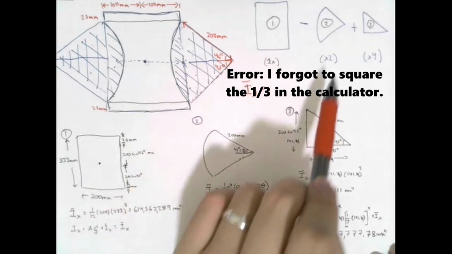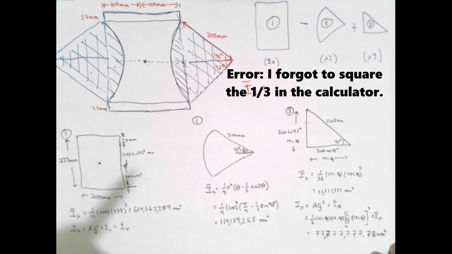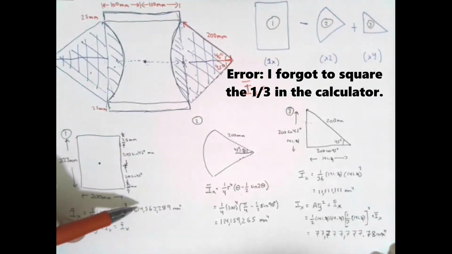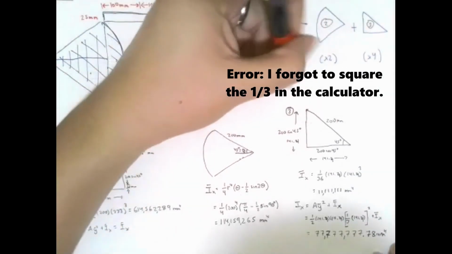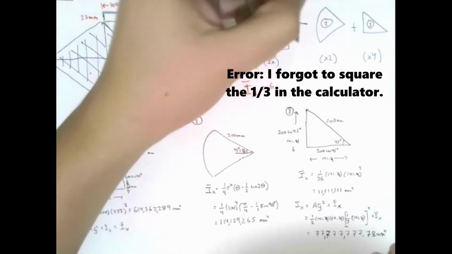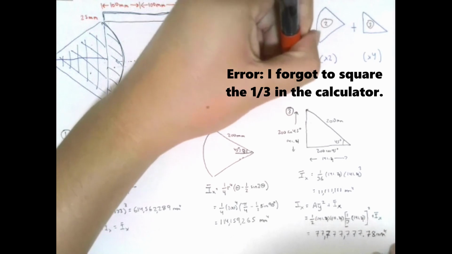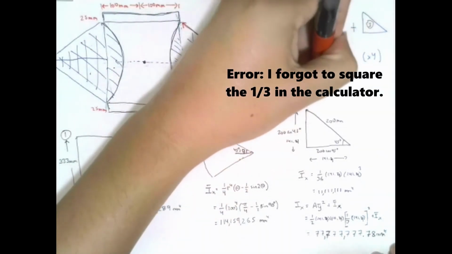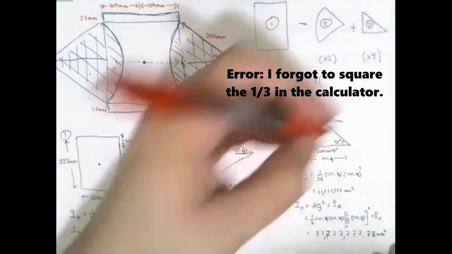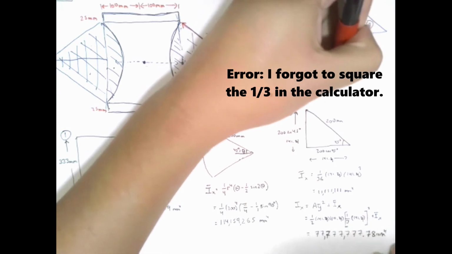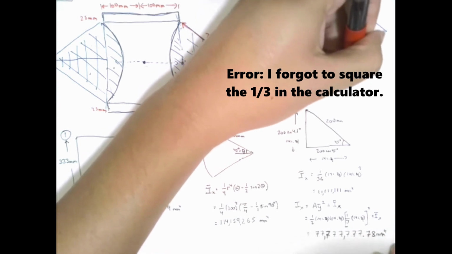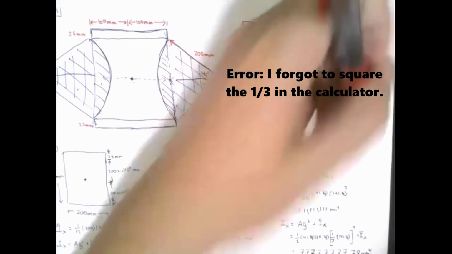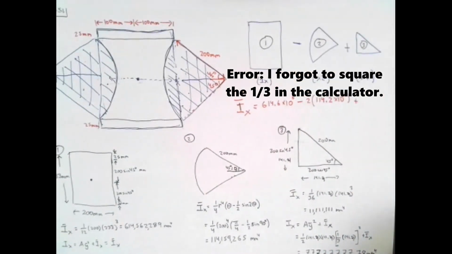Finally, we can calculate our moment of inertia about the centroidal x-axis for this shape. And that will be the sum of all the moments of inertia. Remember that we have one rectangle, 2 wedges, and 4 triangles. So we have the moment of inertia of my rectangle, that's 614.6 times 10 to the 6, minus twice the moment of inertia of the wedge, so it's 114 million, plus 4 times the moment of inertia of the triangle.